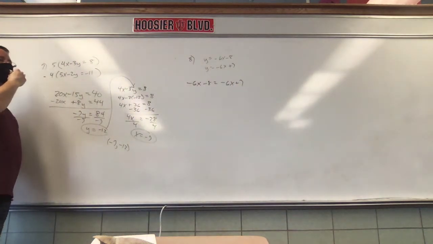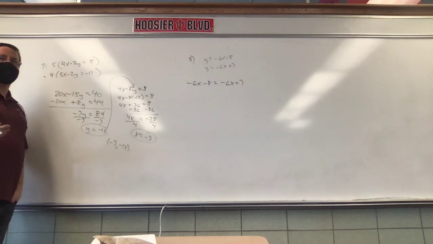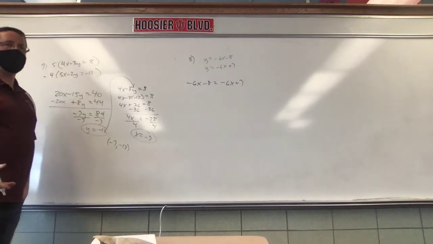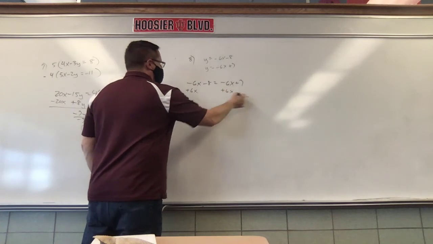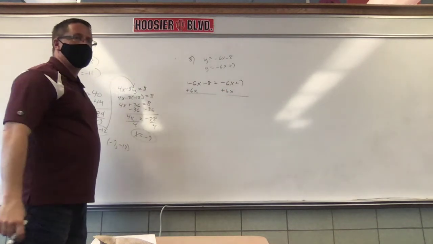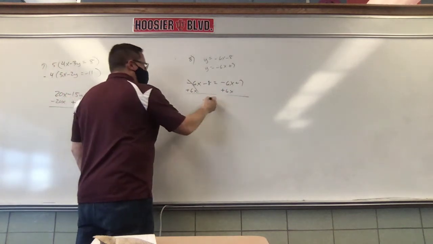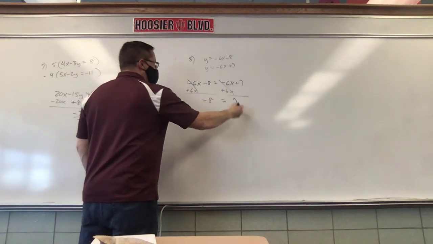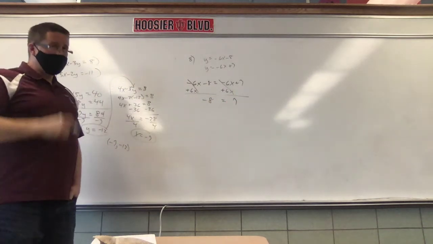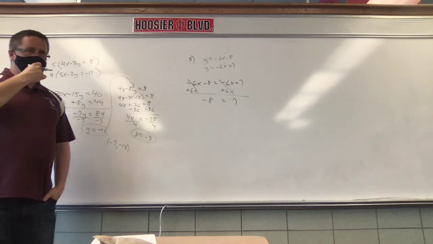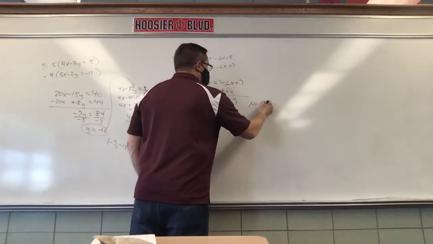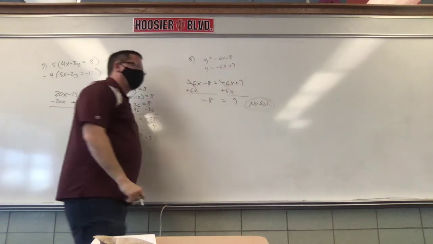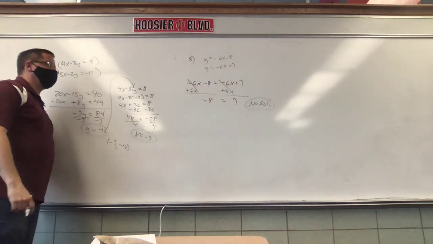So we usually get rid of the smaller x. In this case, they're the same. If I add 6x to each side, I didn't get x by itself. They cancel. -8 equals 7. Anybody got a problem with that? No solution. When does -8 equal positive 7? Never. So the answer is no solution, and you need to write that. There's no answer to that.